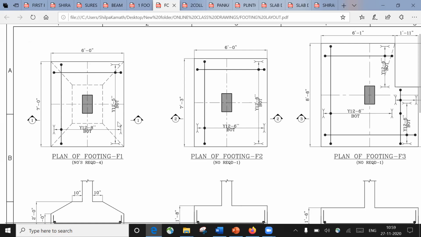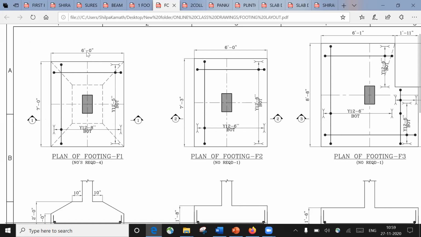And here again at the bottom you have to use bars on this side. So this was this way, and this is in this way you have to put, right? Always remember the shorter span bars are put first. So out of 6 feet and 7 feet, 6 feet is less.